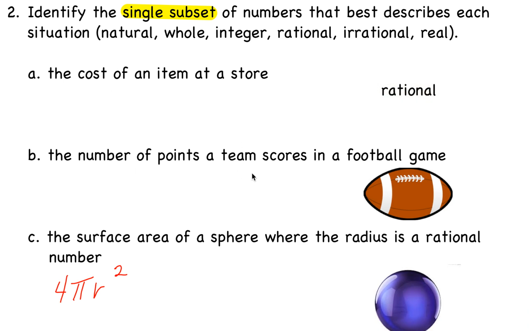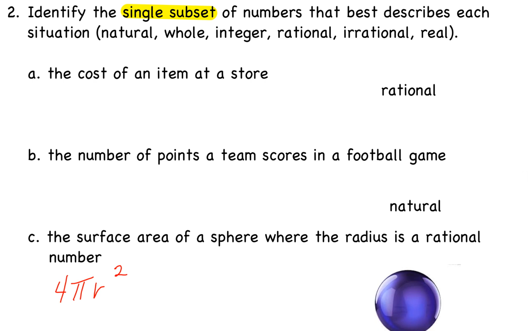The number of points that a team scores in a football game, well, we're not going to have any negatives in there, right? Could be 0. So I'm going to assume, though, that you actually score points. So let's take 0 out. So this is going to be a natural number, unless there's no score, okay?